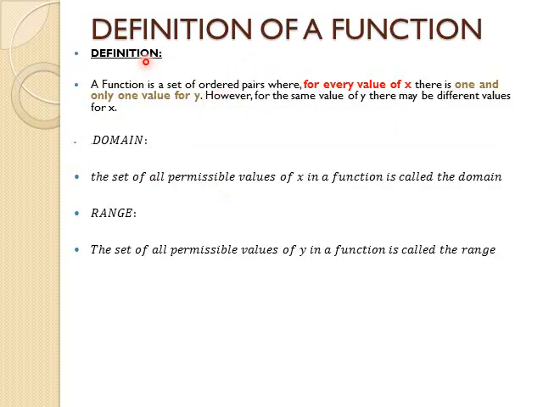Alright, so a function is defined as follows. It is a set of ordered pairs where for every value of x there is one and only one value for y. So every x value can only have one y value. However, for the same value of y, there may be different values of x. Right? So I can't have one x that has multiple y values. If x is equal to 1, then I have y equal to minus 2 and y equal to 5, then it's not referred to as a function.